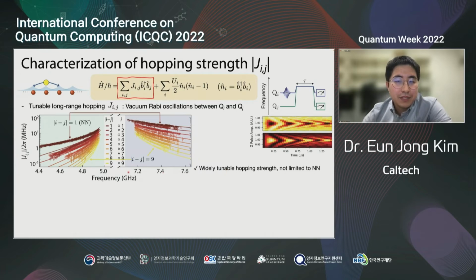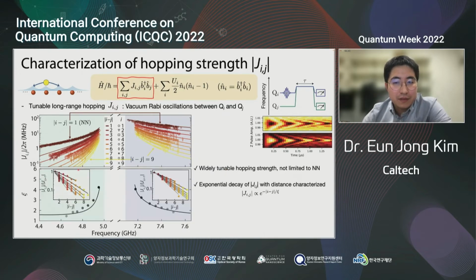We can also see that the long-range hopping plotted against the distance fits pretty well to exponential curves, which gives the localization length ξ of the bound state as a function of frequency.